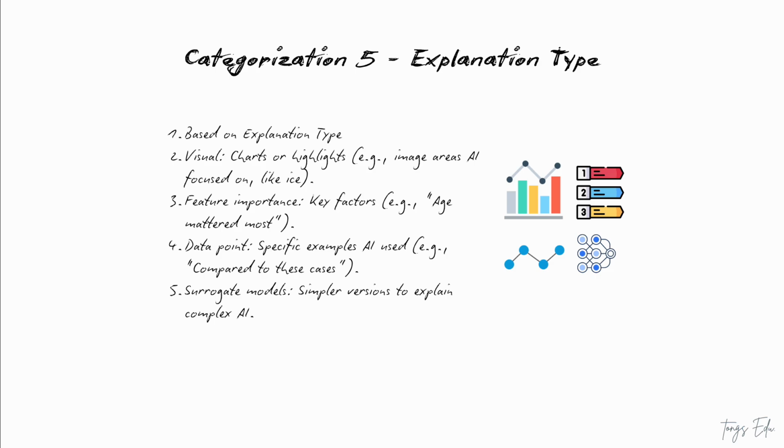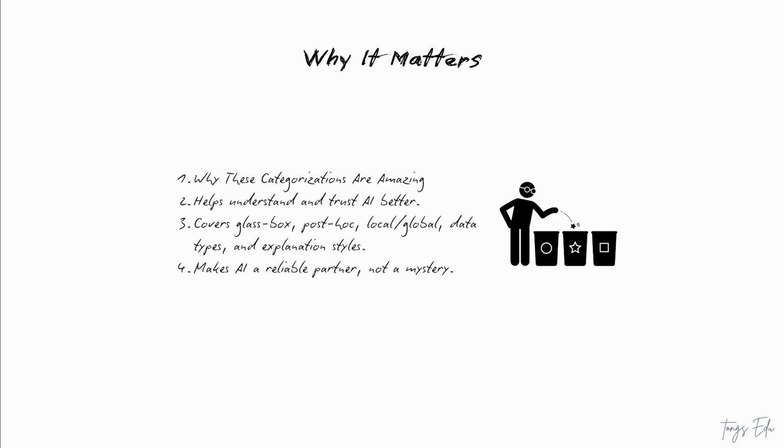So why does all this matter? These categorizations are the secret sauce that makes XAI so powerful. Whether it's a glass box model you can see through, a post-hoc explanation for a black box, a local or global view, or explanations for text, tabular, or image data, XAI's got it covered. And with visual, feature, data, or surrogate explanations, you get the clarity you need to trust and work with AI. It's like XAI is the ultimate guide, transforming AI from a mystery into a trusted partner.